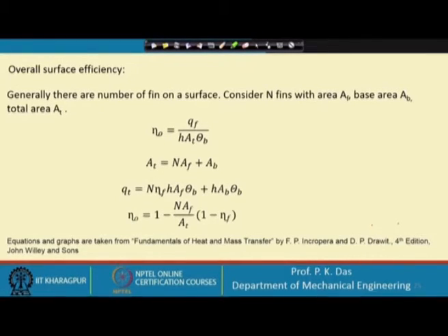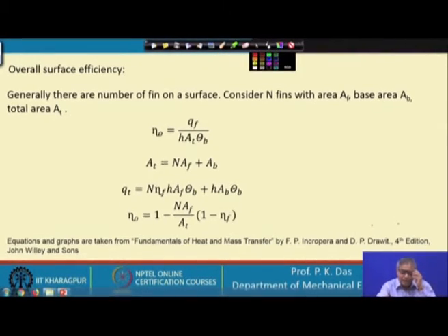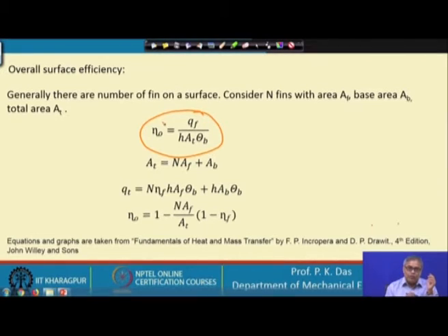Now, the last one I would like to tell: on a surface there will be a number of fins. So, as we have defined fin efficiency, there could be surface efficiency also. The surface efficiency is sometimes called the overall surface efficiency, and is given like this. Why overall surface efficiency? Because on a finned surface, heat transfer is there from the fins, and also where fins are not there, heat transfer is there from the base surface or primary surface.